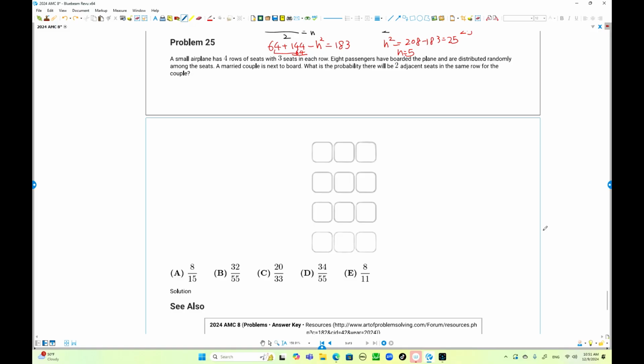Number 25, a small airplane has 4 rows of seats with 3 seats in each row. 8 passengers have boarded the plane and are distributed randomly among the seats. What is the probability that there will be two adjacent seats in the same row, right? If you have two couples A and B, this is okay, right? Or here is okay. Many, right? But in this case, you have two different.